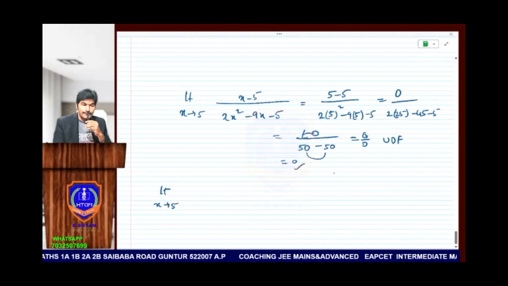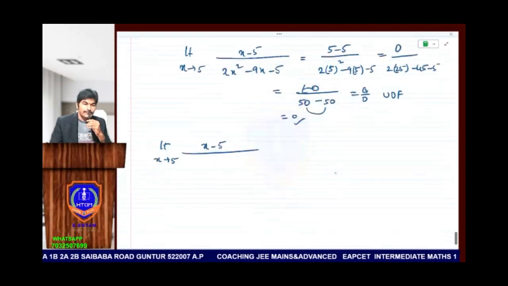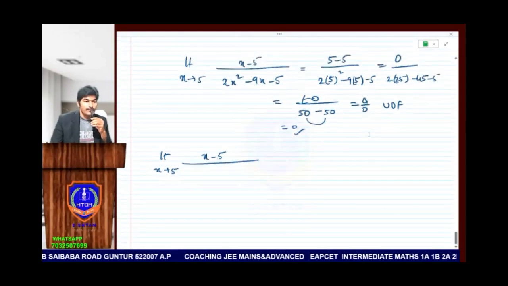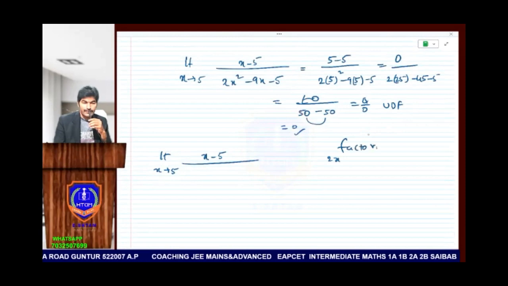Limit x tends to 5, numerator is x minus 5. The only thing you can do here is factorization of this denominator. Factorize this: 2x square minus 9x minus 5. You have to multiply the square coefficient and constant together. It will be minus 10.